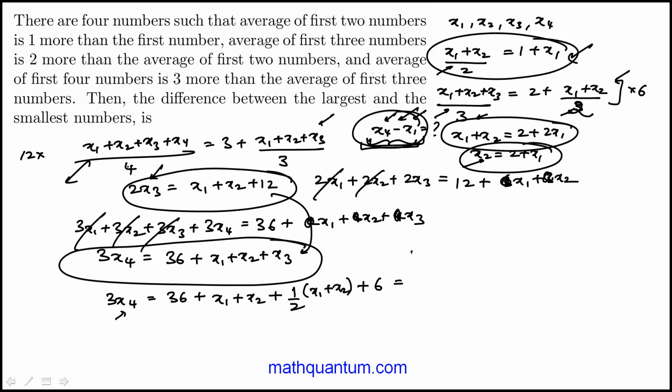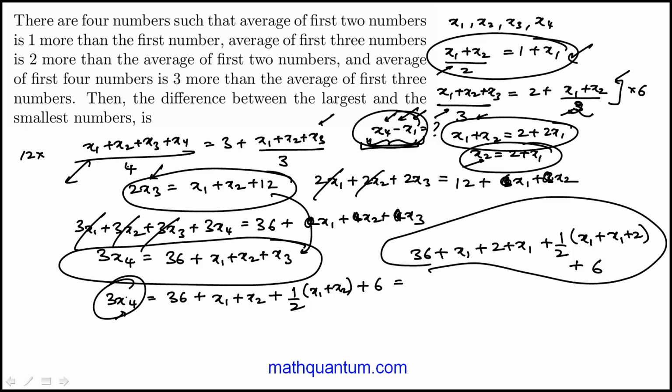So this will be 36 plus x1, and then x2 is 2 plus x1, plus half of x1 plus 2 plus x1. Yeah, it's easy to get confused. So this whole piece is equal to 3x4. So let's see if I can keep this manageable.